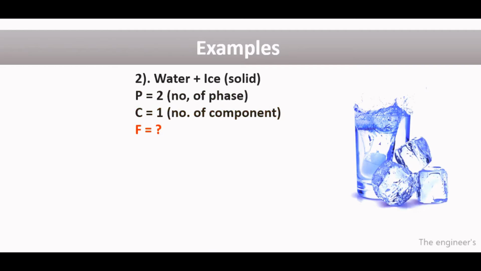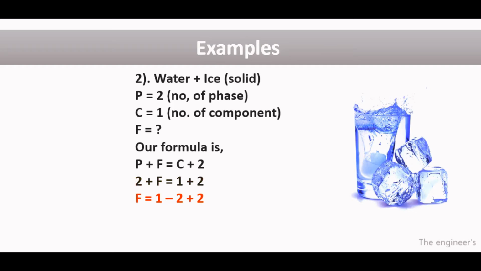So in this example also we find F. F is nothing but the degree of freedom. Our formula for finding the degree of freedom is P plus F is equal to C plus 2. Just put the values of P and C, simplify this, and we get the value of F, that is our degree of freedom for water plus ice.